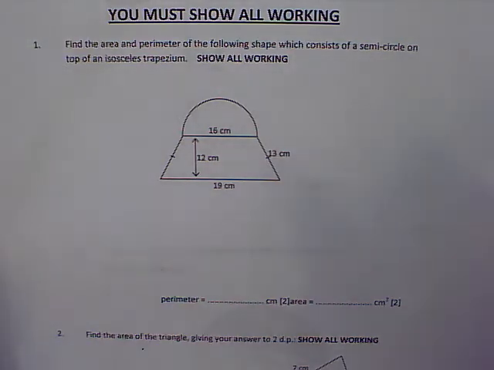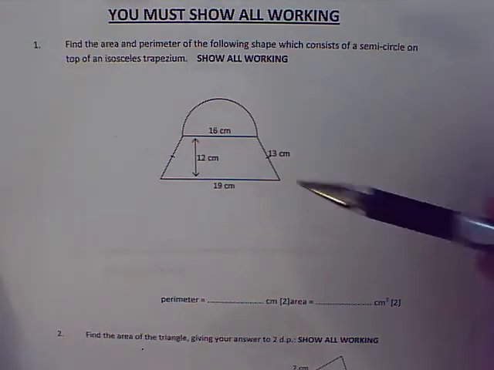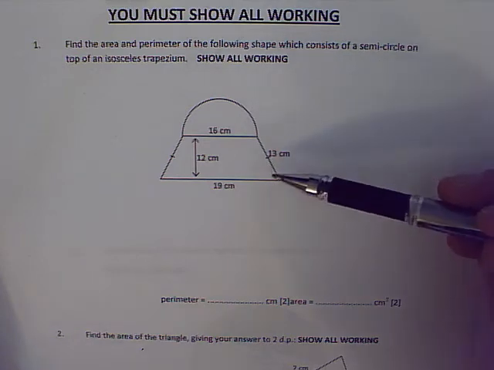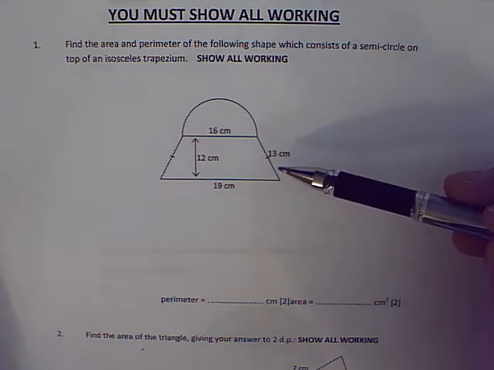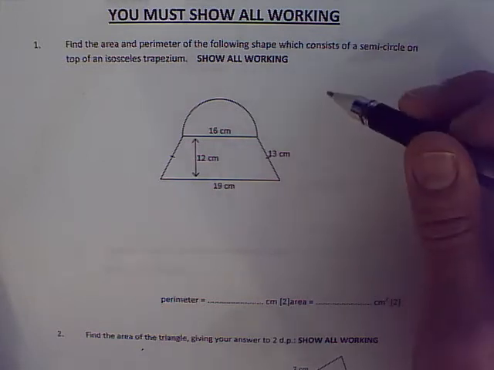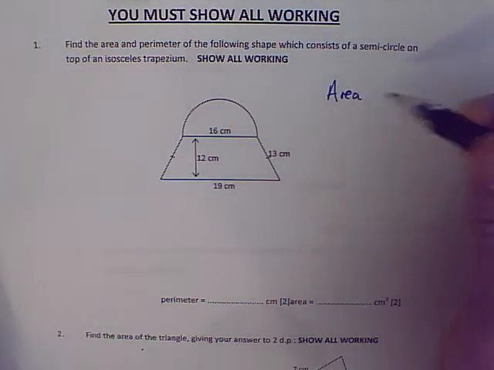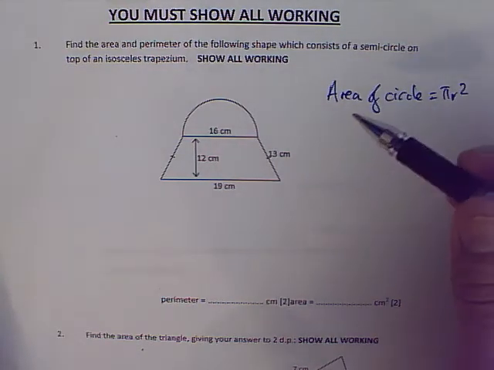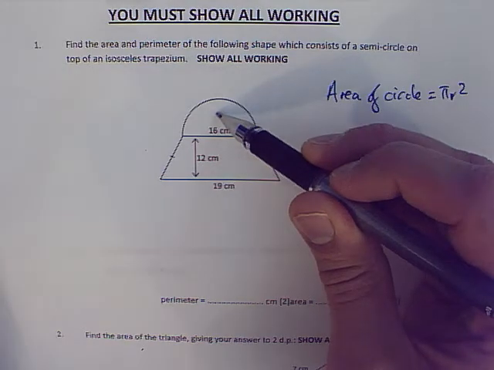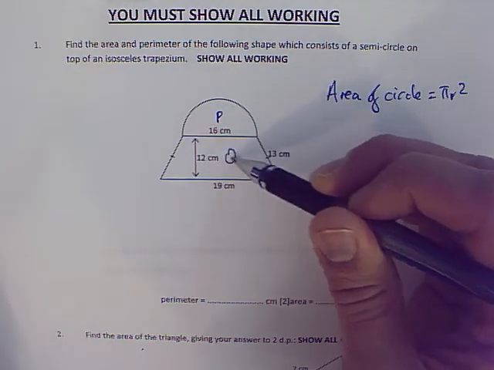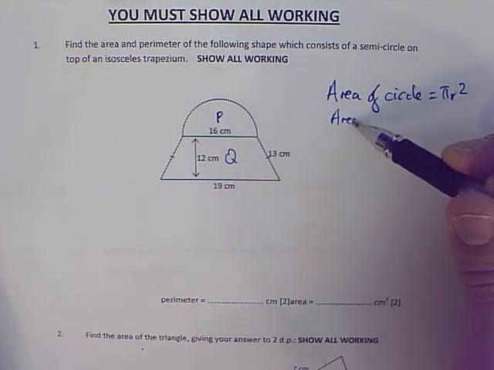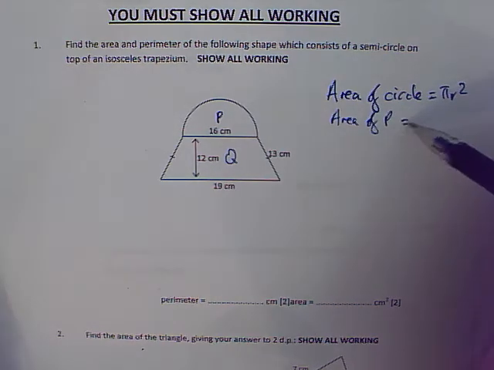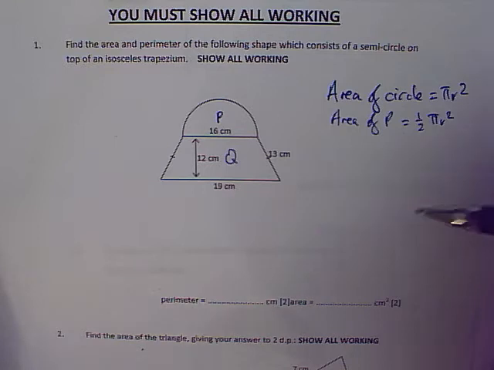Okay, so let's start with the area and perimeter of this shape. Now, quite clearly the shape is made up of a semicircle and a trapezium. So to start with, the area of a circle we know is pi r squared. So to get the area of a semicircle, let's call this P and Q, I want to work out the area of P. That's going to be equal to a half of pi r squared, because it's half of a circle.